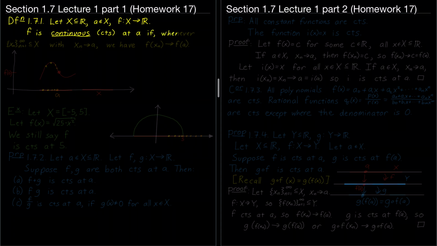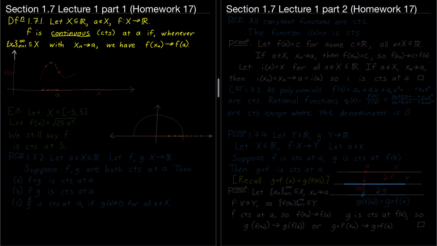whenever we have a sequence of points contained in X, which converges in particular to a, we also have that if you take the sequence of f of x_n, that's another sequence of points that also converges, and what it converges to is required to be f of a, and that's what it means to be continuous at a point.